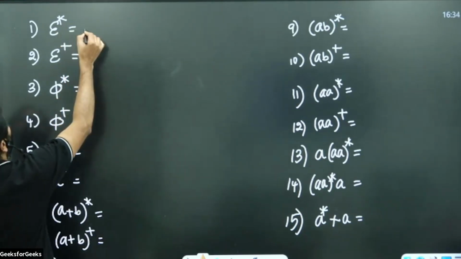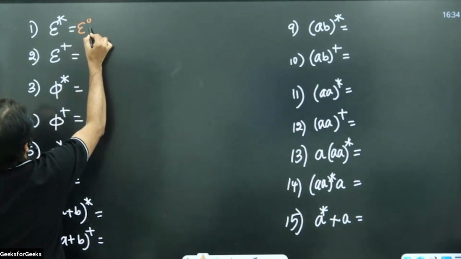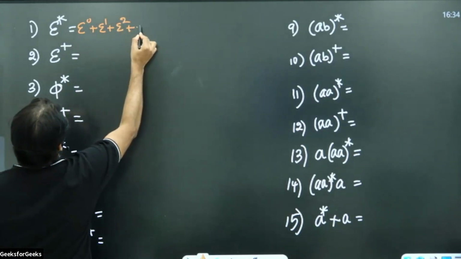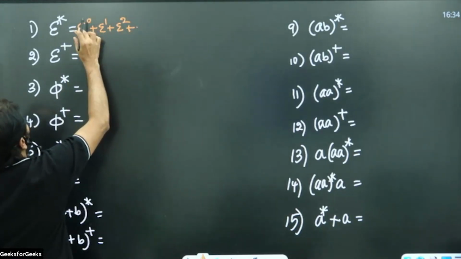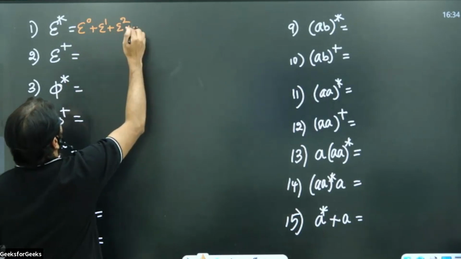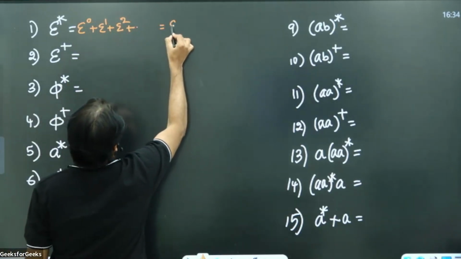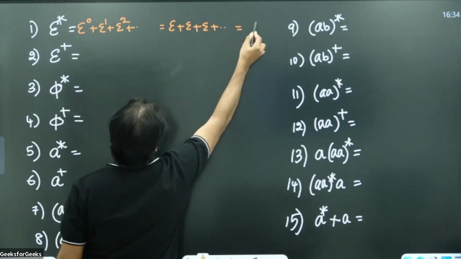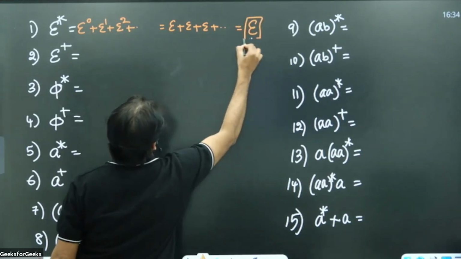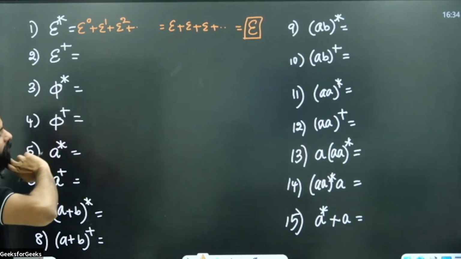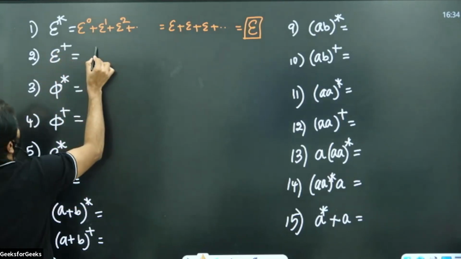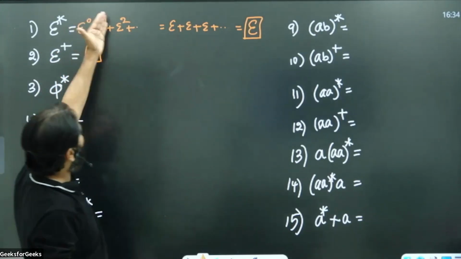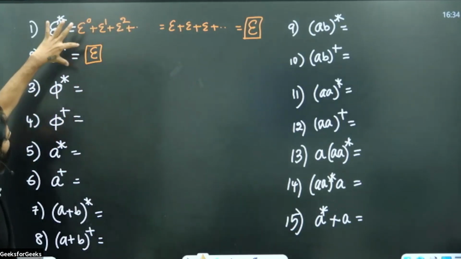Epsilon star, you can write as epsilon power 0, epsilon power 1, epsilon power 2. But if you observe, epsilon power 0 is epsilon, and even epsilon power 2 is also epsilon. You simply get epsilon, epsilon, epsilon. All of them are epsilon, right? The answer is epsilon. So after simplifying, epsilon plus also will get epsilon only. The reason is all are epsilons from here to here, epsilon power 1, epsilon power 2, everything.